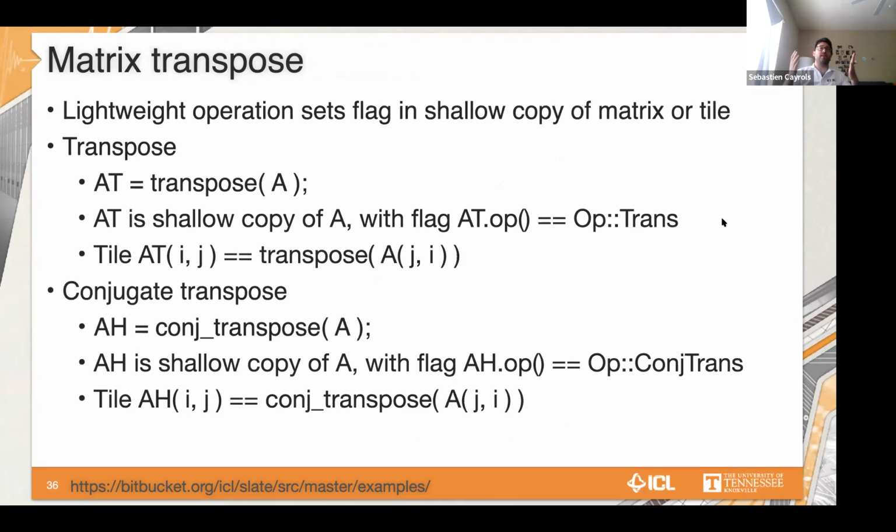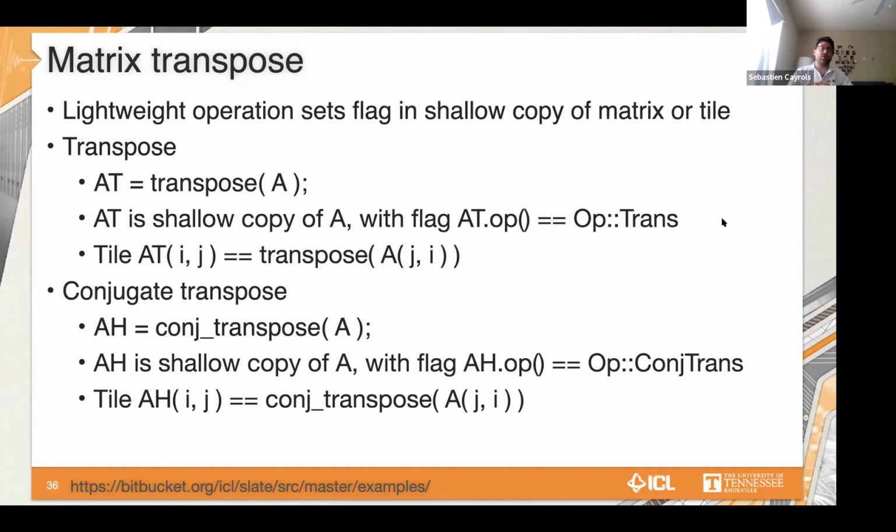So that's great. We have lightweight operation. And we're going to operate on a shallow copy of a matrix or tile. So what does that mean? If we look at the transpose we just showed before, we have a matrix A, and we can create AT, which is a transpose of A. AT is just a shallow copy of A, where the flag op is now equal to transpose. And if we look at the tile ij of the matrix AT, it is the transpose of the tile ji of the matrix A.